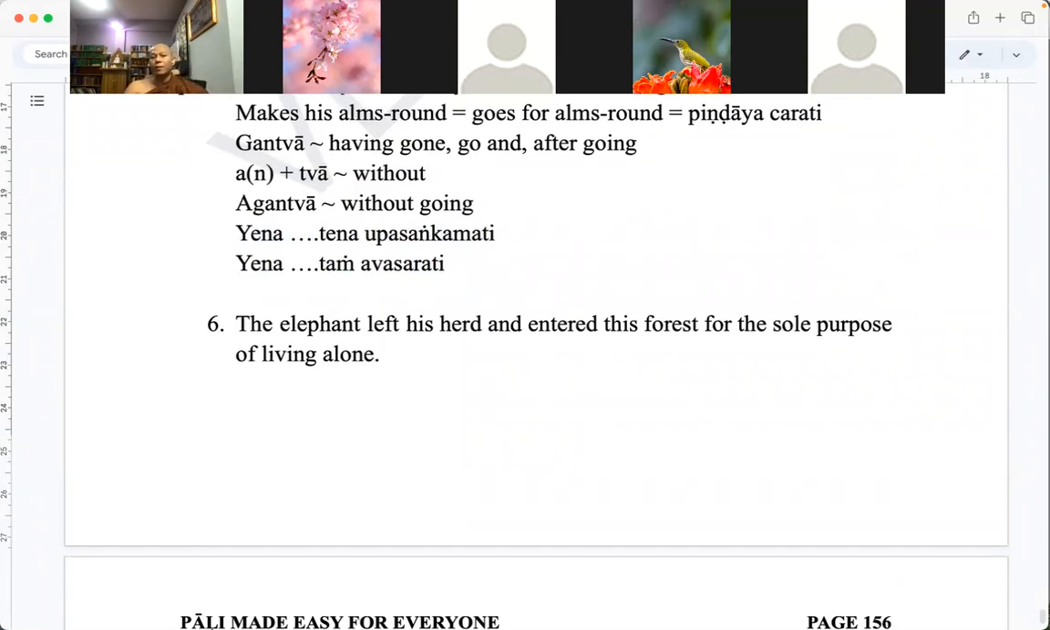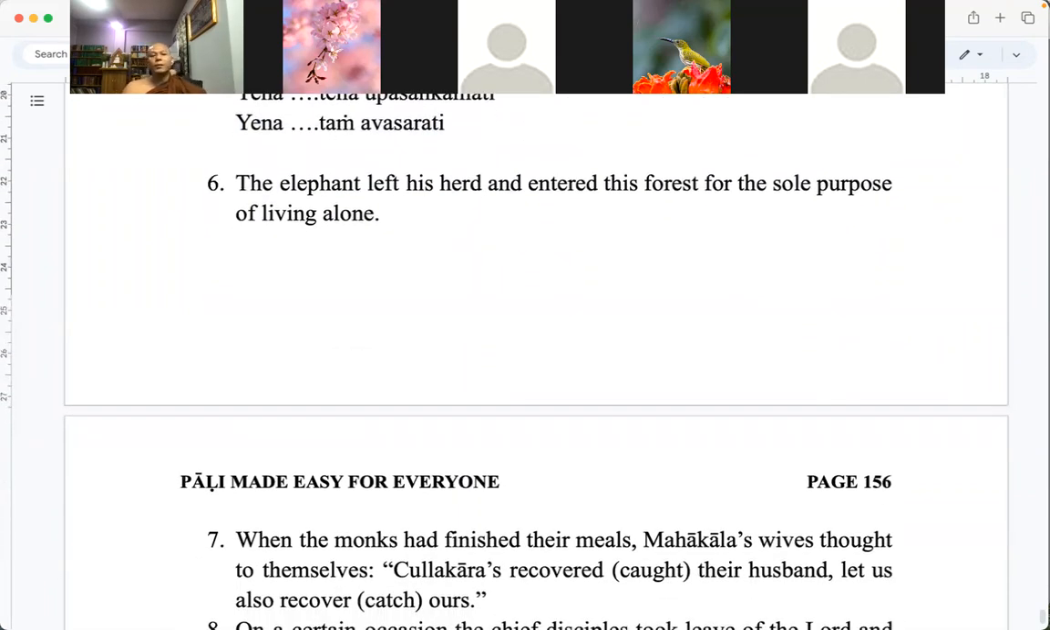So number 6, the elephant. He left his herd and entered this forest for the sole purpose of living alone. So the elephant is hati, or naga. Naga is also elephant, and hati is also elephant. Naga is the subject. So "left his herd": you see left, and leave behind. That one also means give up.